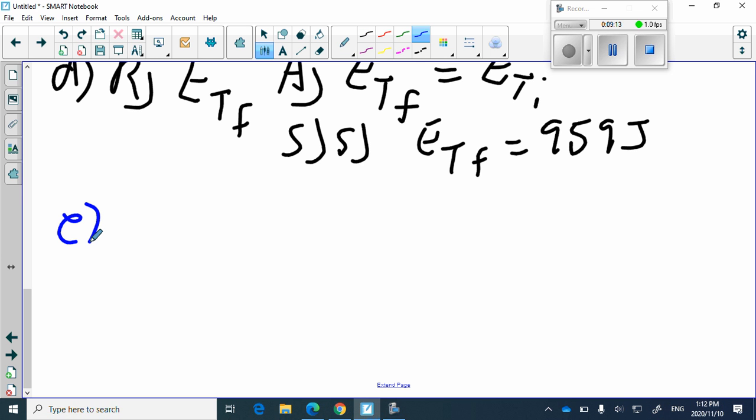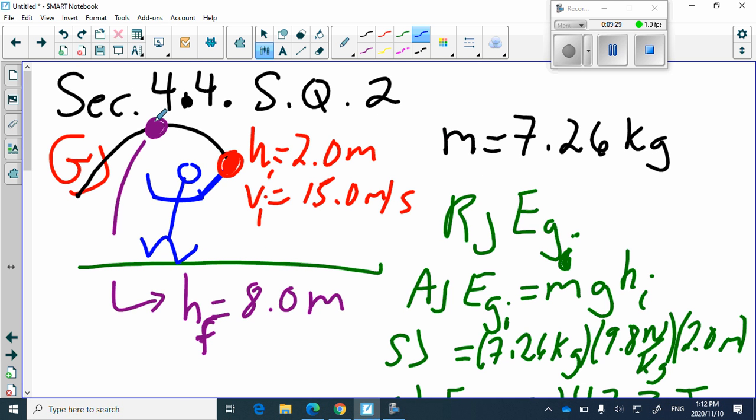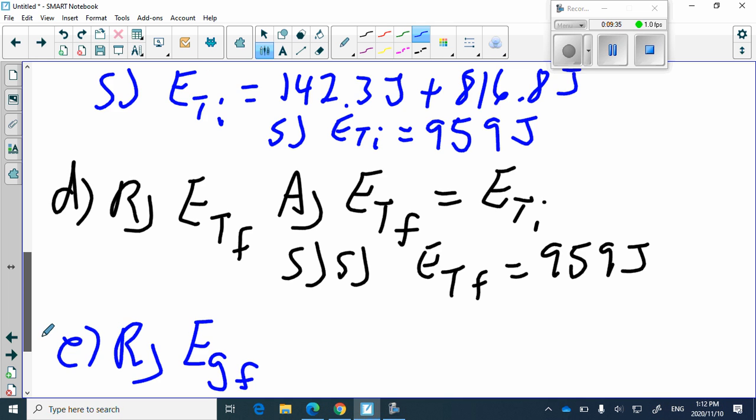E, what is the gravitational potential energy of the shot at the maximum height? So required: gravitational potential energy in the final. Okay, what am I talking about here? I'm talking about it's been thrown into the air and it's right here somewhere. How much gravitational potential energy does it have there? Well, okay.